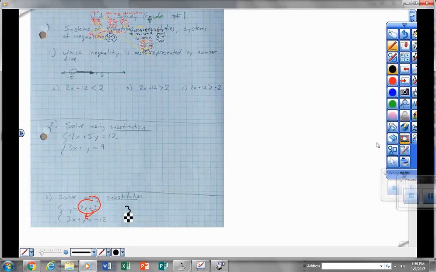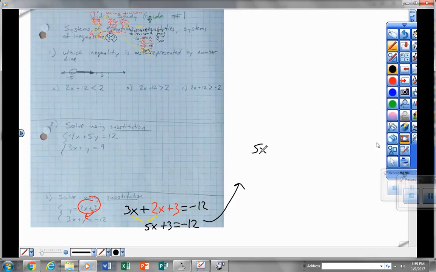So that'll give me 3x plus, where that y used to be, 2x plus 3, and then that equal to negative 12. Right there, I'm going to combine my two like terms, and that will give me 5x plus 3 equal to negative 12. Right there, I can start my inverse operations.